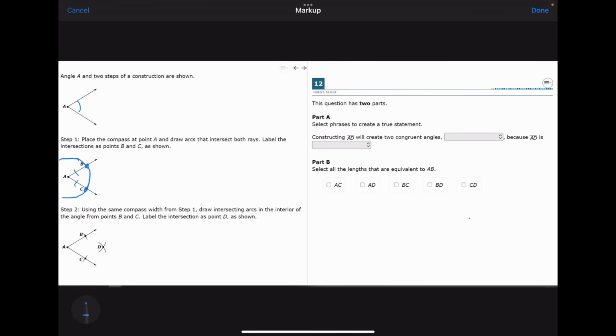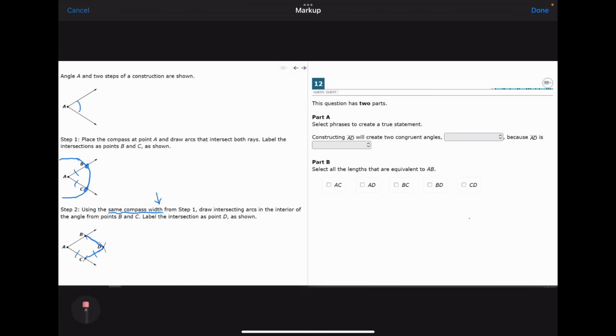Now we're going to take that same compass, and they specify the same compass width, and we're going to draw intersecting arcs at point D. The same compass width specifies that my distance here and here is going to be the same distance as A and B. So A to B, B to D, D to C, and C to A are now all equally distant from each other.